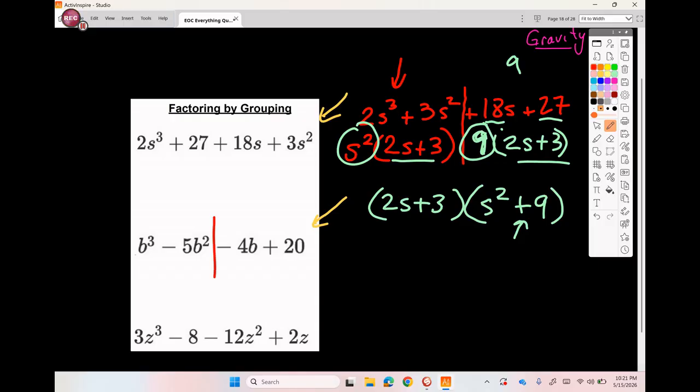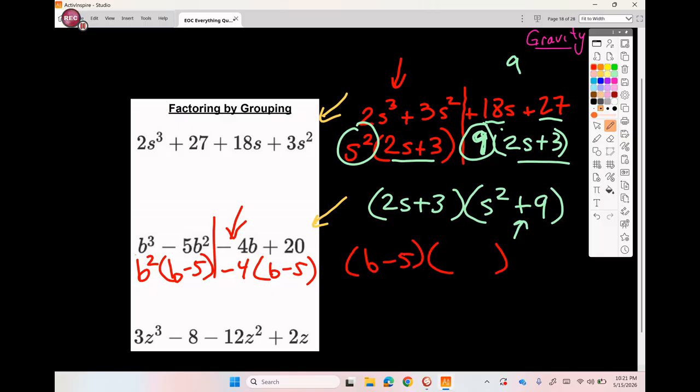So here, let's break it down. Only 2 b's in common, and you're left with b minus 5. Now this side, leading coefficient is negative, so you have to take out a negative 4, and you're left with b minus 5. If you forget this, you're going to end up getting b plus 5 and think you're wrong. So make sure you take out a negative if the front number is negative when you're factoring. Now the repeat goes in one of these, the 2 pieces go in the other.